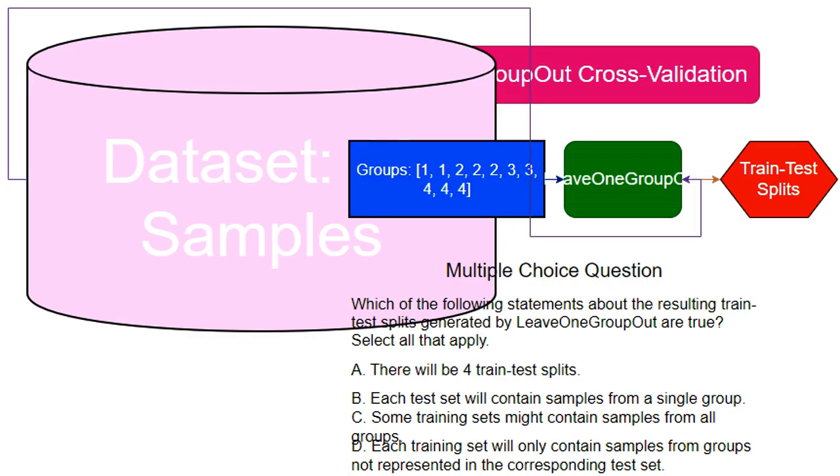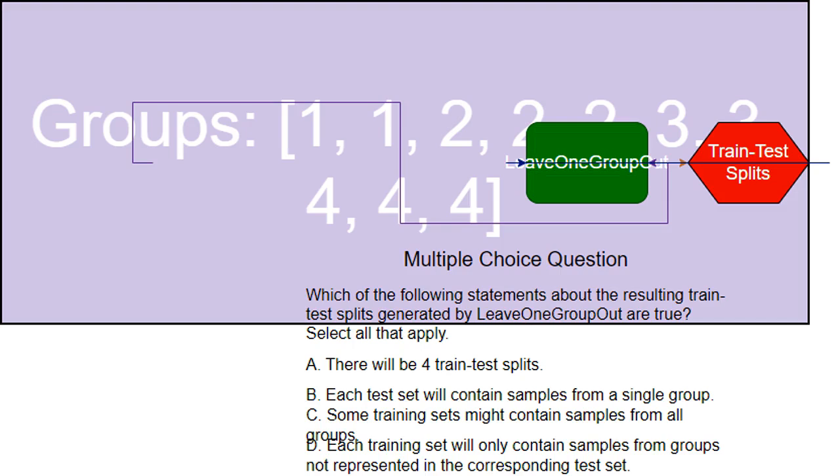I have a small dataset with just 10 data points. Think of each data point as a single observation or instance. My data is organized into 4 groups. Notice that the group labels are not evenly distributed. Group 2 has 3 samples, while the other groups have 2 or 3 each.